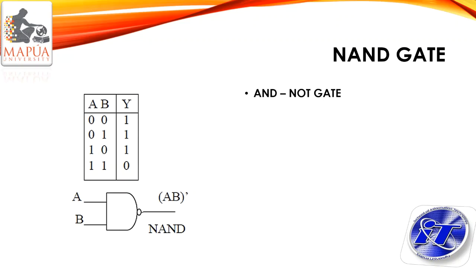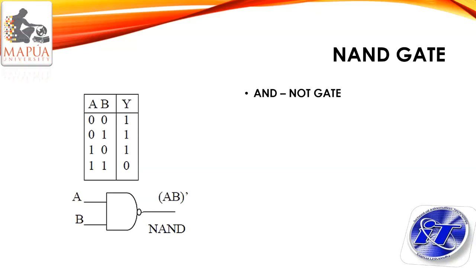Okay? And this is the symbol for the NAND gate. It's the same as AND, but with a bubble. This bubble refers to the NOT gate. AND, NOT. And same as with the AND gate, it accepts two inputs. So A, B go to the AND gate, and then go to NOT. So the final equation is NOT of AB.